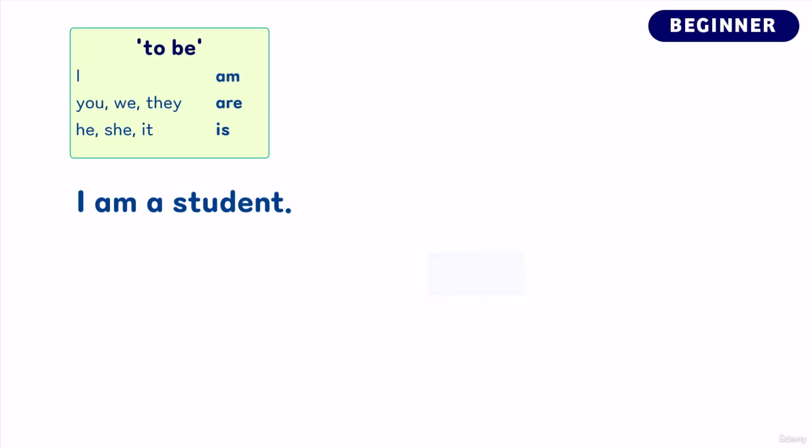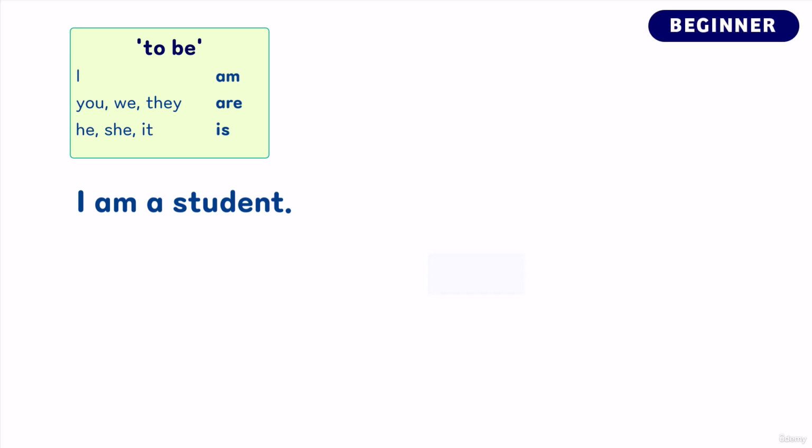But if the subject is second person you or a plural noun such as students or they, we use are. And if the subject is a third person singular noun, such as he or Lisa, we use is.